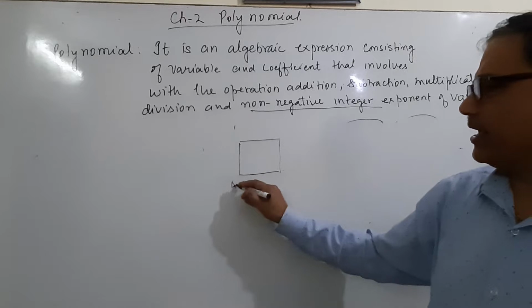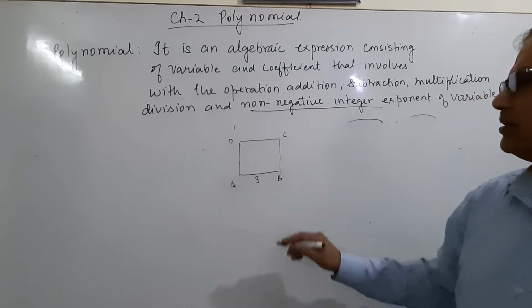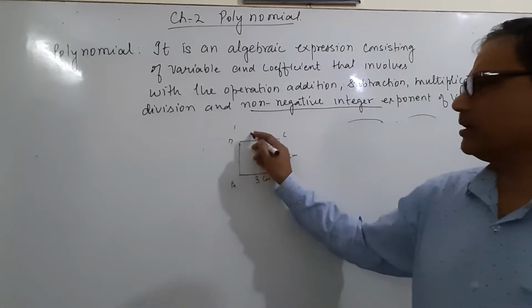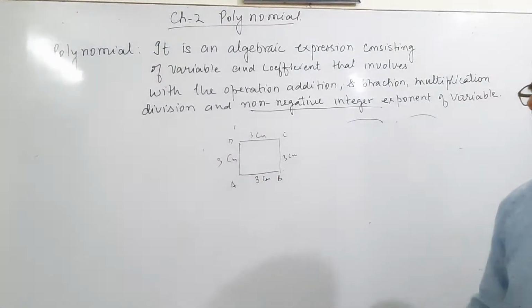It is a square ABCD. The side of the square is 3, that means 3 centimeter, 3 centimeter, 3 centimeter and 3 centimeter. It is fixed. Then what is the perimeter?